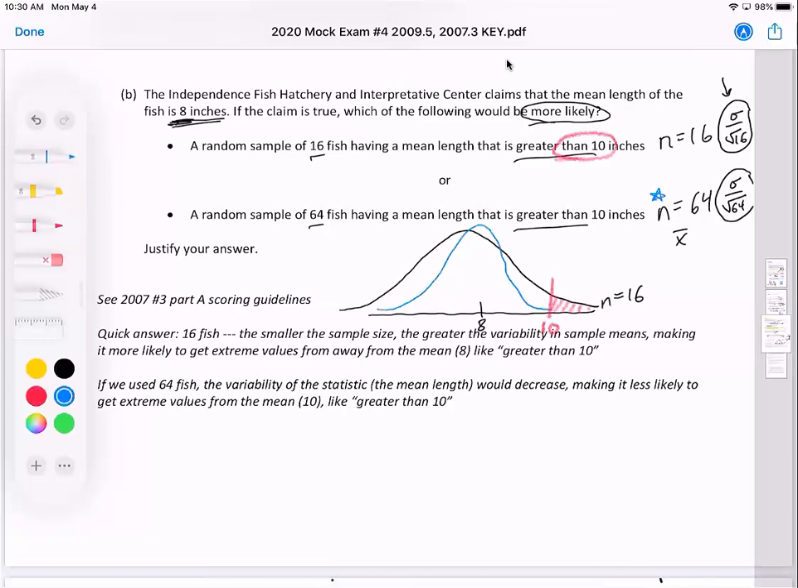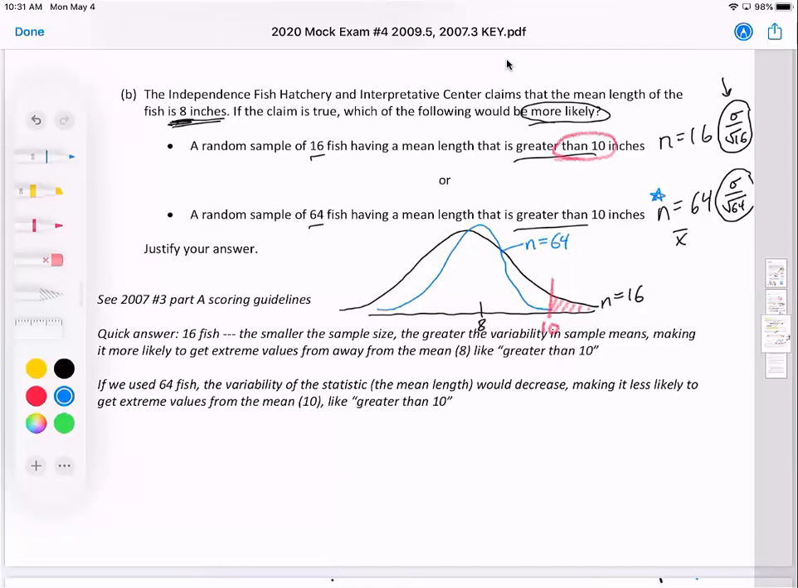So which is more likely, which one has more area under the curve? The black n equals 16 or this blue n equals 64? To describe this, you'd want to mention that both of these curves will be roughly normal and both will be centered at 8. However, the key is that the n equals 16 has more variability and the n equals 64 has less variability.